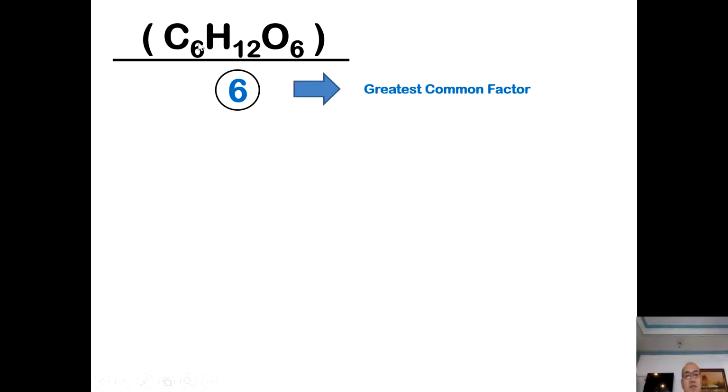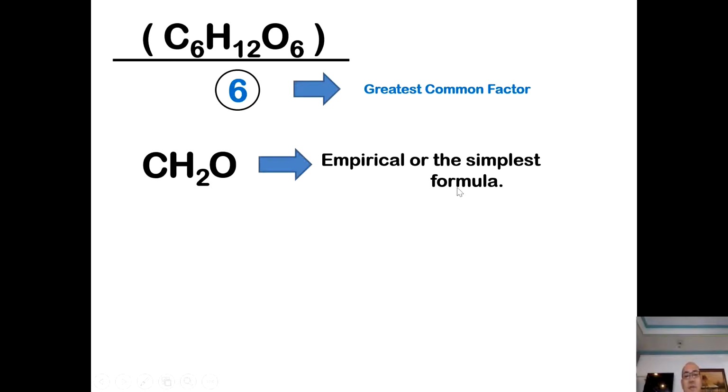So C6 divided by 6 will give you C1. Of course, 1 as a subscript does not need to be written here because the symbol itself of the element corresponds to one atom. So H12 divided by 6 will give you H2, and O6 divided by 6 will give you O. Hence this is now what we call the empirical or the simplest formula of the glucose, which is also called the blood sugar, or the grape sugar.